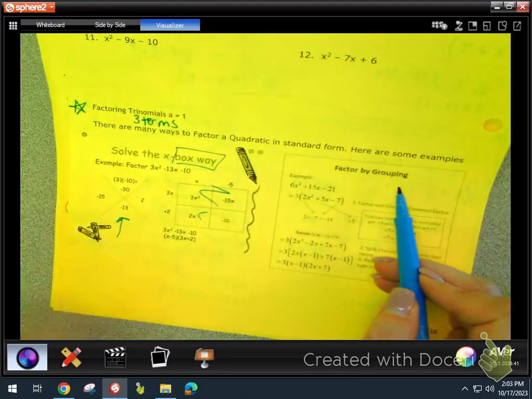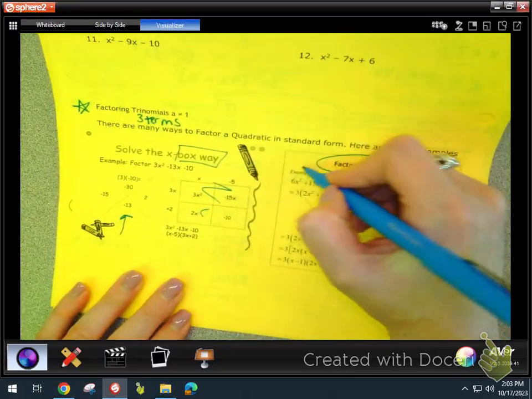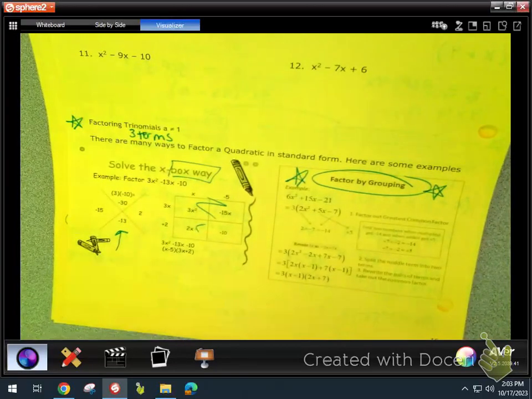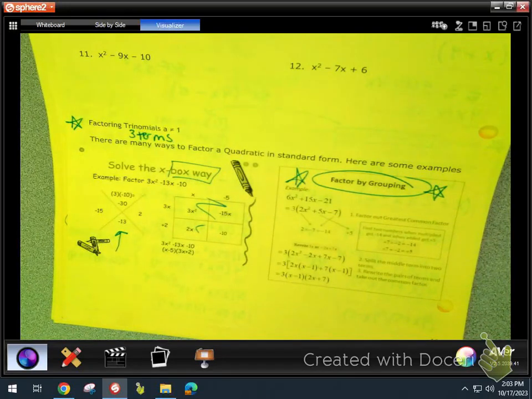A lot. I always do factoring by grouping. So I'm going to star this one. This is my favorite. Okay. This is the way I teach it in Algebra 1. And for the past couple of years, our kids have left Algebra 1 and they can factor. Okay. So I'm a big fan of this method.